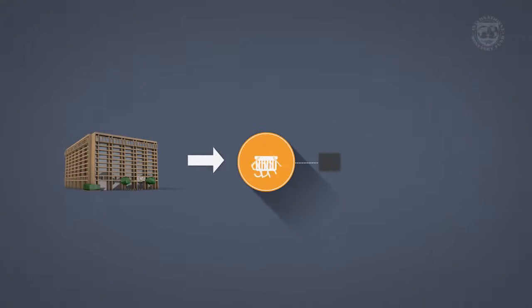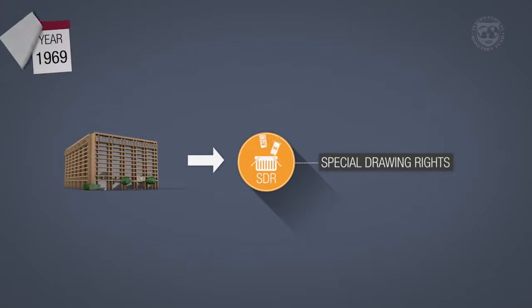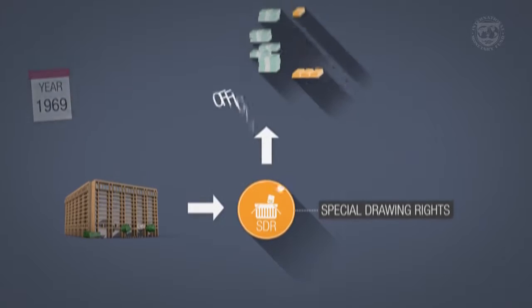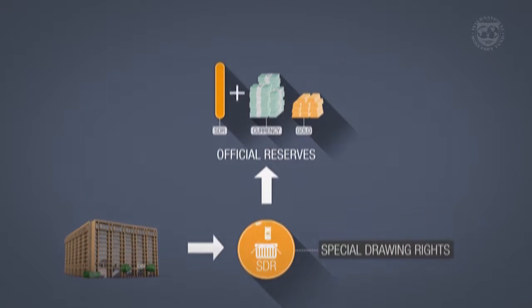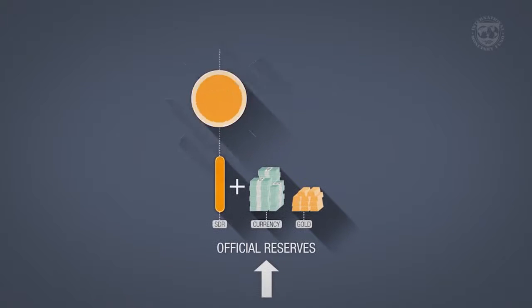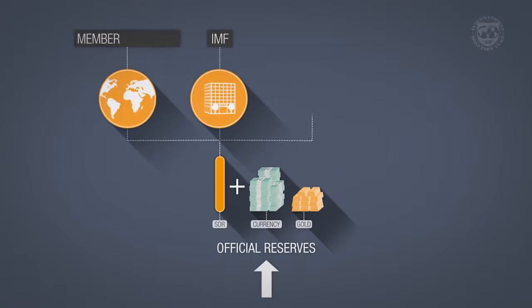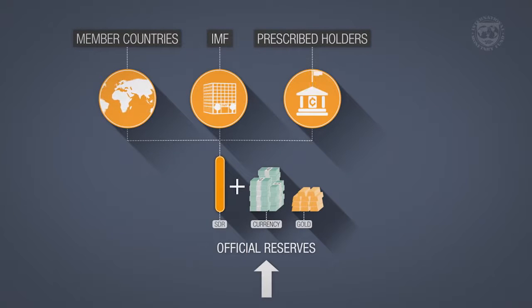The Special Drawing Right, or SDR, was created by the IMF in 1969 to supplement the official reserves of its member countries. The SDR is an interest-bearing international reserve asset that can only be held by the IMF, its member countries, and designated official entities known as prescribed holders.